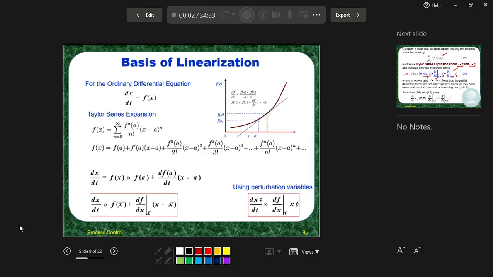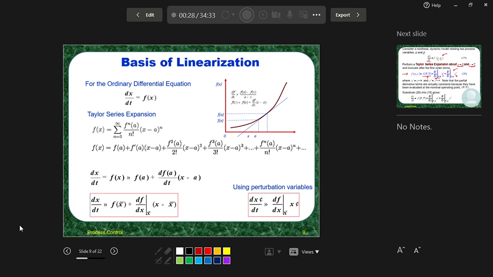To do the linearization, we need to use the Taylor series expansion. If you remember from your numerical methods course, the Taylor series expansion was used mainly to approximate functions. And it does this by representing the approximated function as a series of added terms.